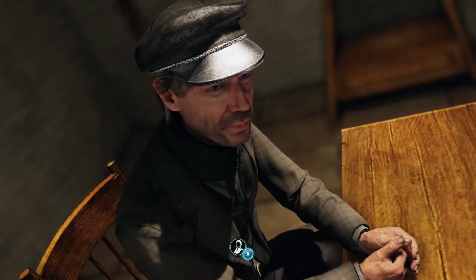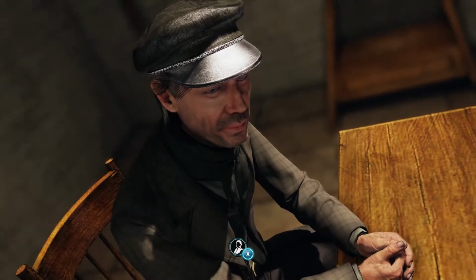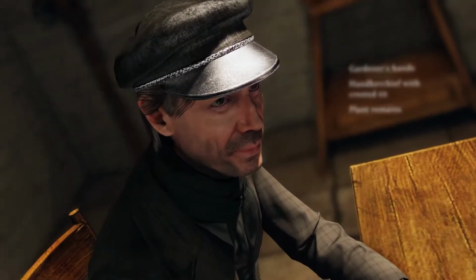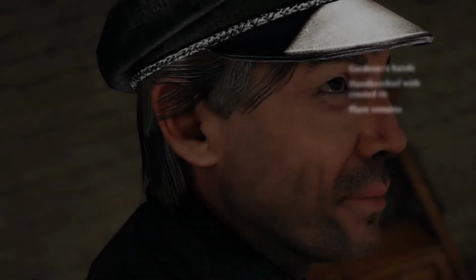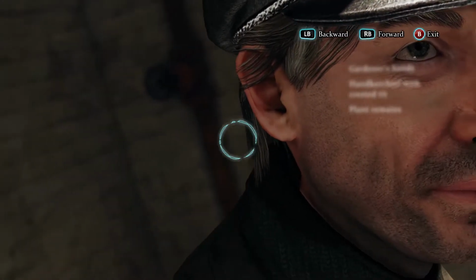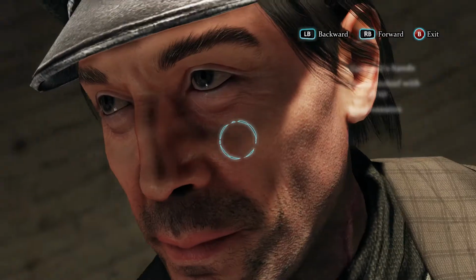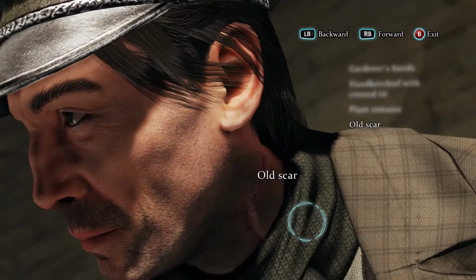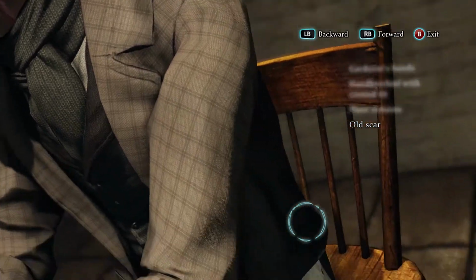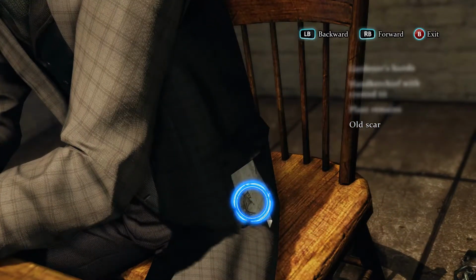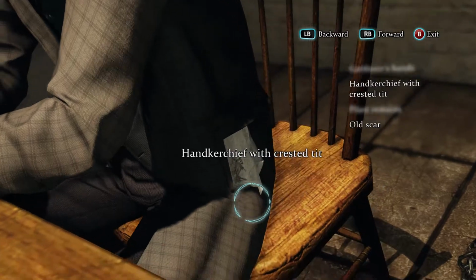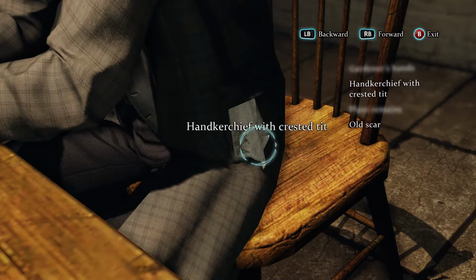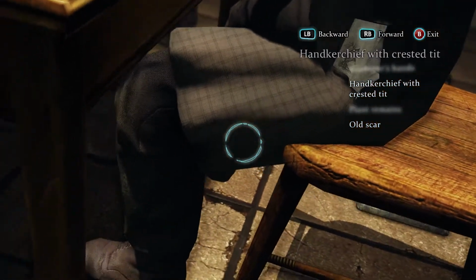Alright, and now we have another opportunity for a character portrait. So I'll take you through how we do that one. Okay, so RB to move along. And the first thing we can do is a scar on his neck. And continue on again. Next thing we've got is the handkerchief there. Click on that. It's a crested tit. We've seen one of them somewhere before.